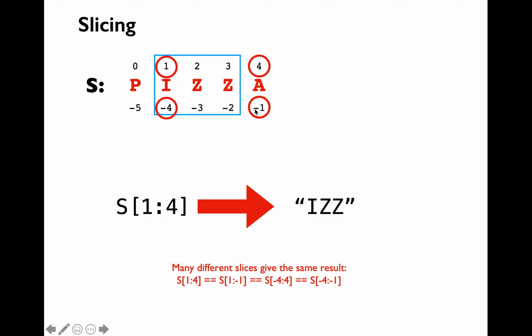When it comes to negative indexes, you need to make sure that the lower value of the negative index comes before the higher value. So you can't say S of -1:-4. That does not make any sense. You'll have to say S of -4:-1, which will go from IZZ, and since the end is exclusive, you'll skip the character A here.